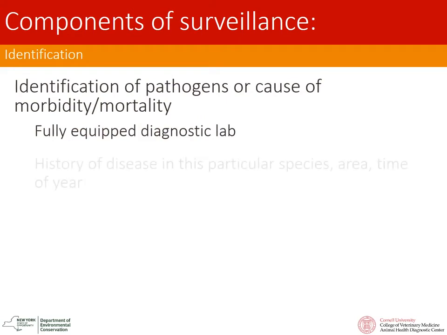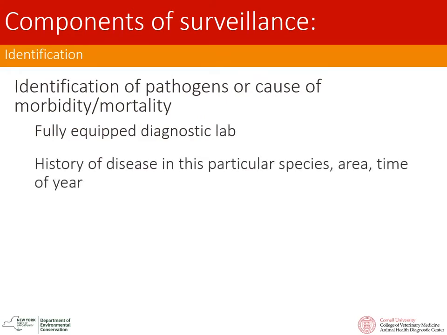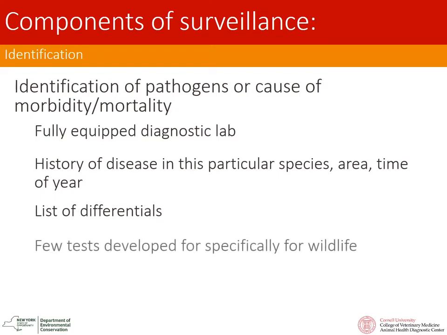But even all of these people cannot make a diagnosis without having some history of disease in this particular species or area or time of year. It gives them clues on which tests to prioritize, and this is called the list of differentials. If you just have a dead animal, the list of differentials can often be long, and the presentation in wild animals can be quite different than what's typical in domestic animals.